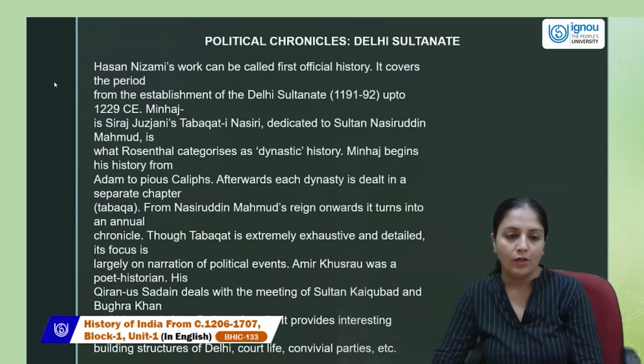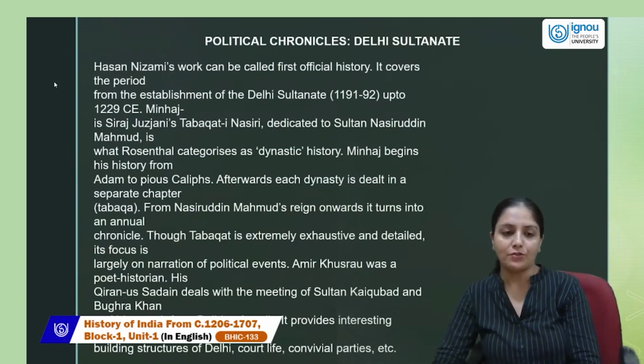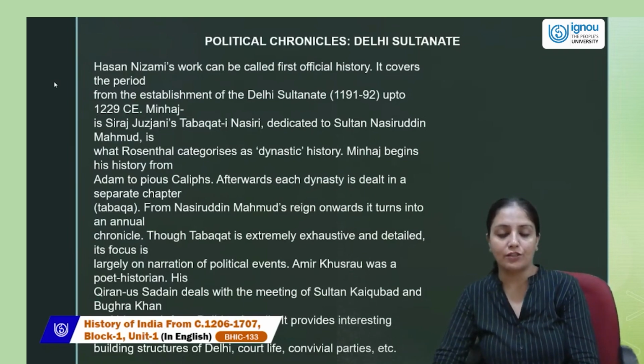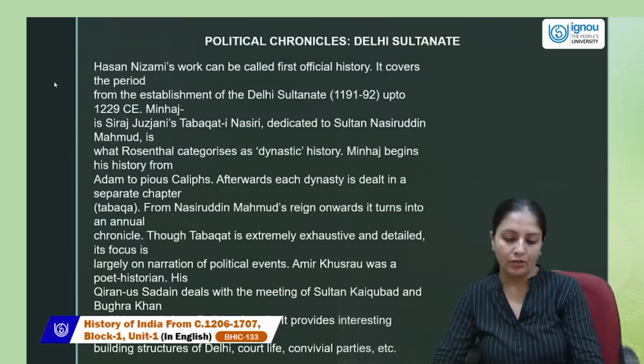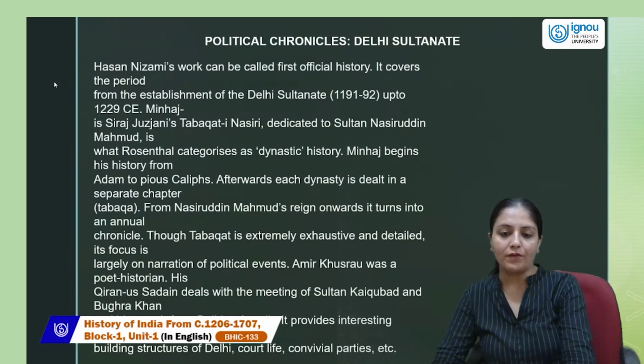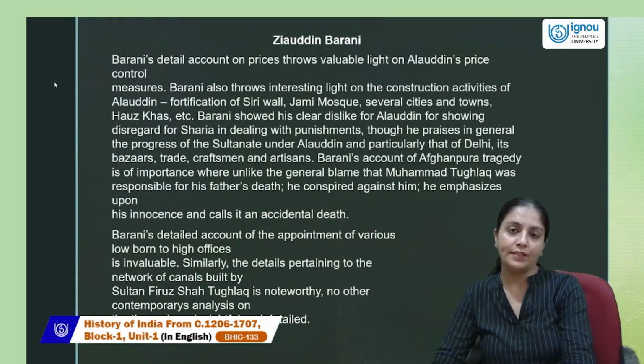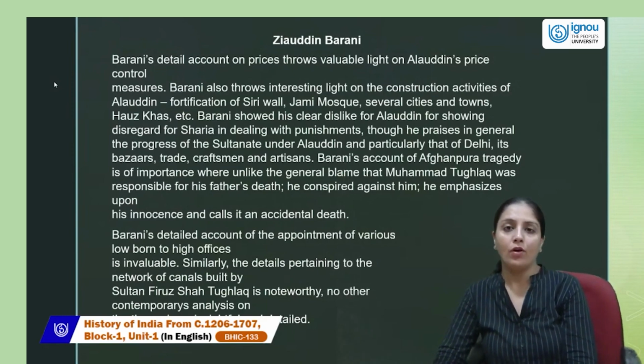Next is Amir Khusro. Amir Khusro was a poet historian. His Qiran-us-Sadain deals with the meeting of Sultan Kaiqubad and Bughra Khan and his march from Delhi to Awadh. It provides interesting insights into various building structures of Delhi, court life, parties, convivial parties, etc. Now we are going to talk about Ziauddin Barni. Have you heard about one such chronicler, Ziauddin Barni?